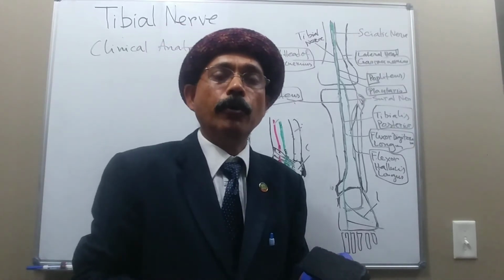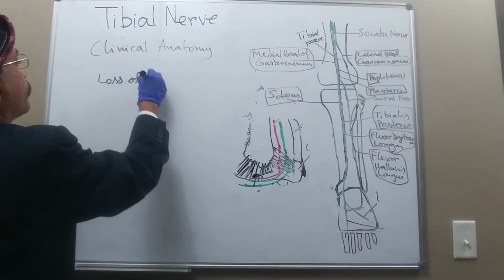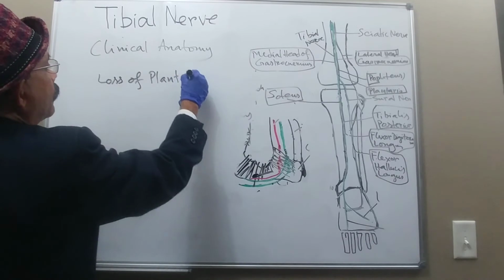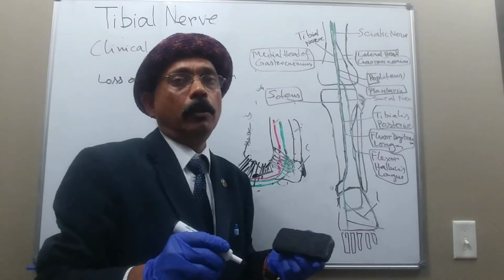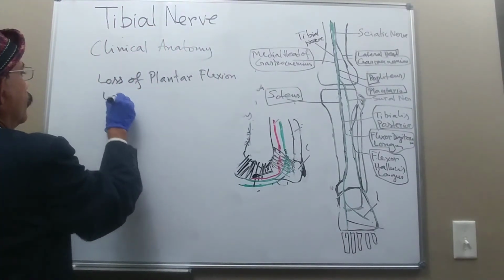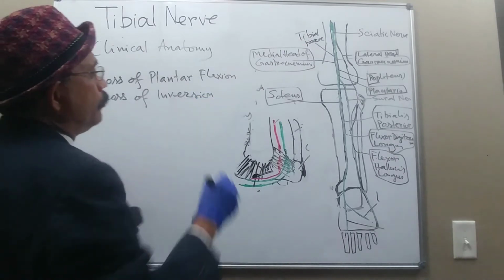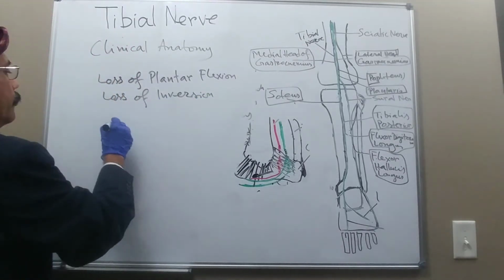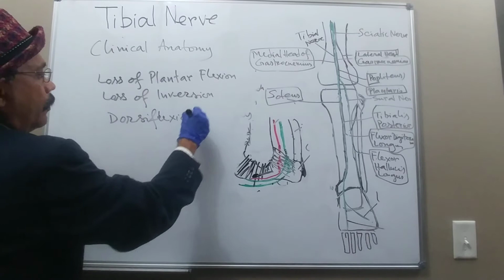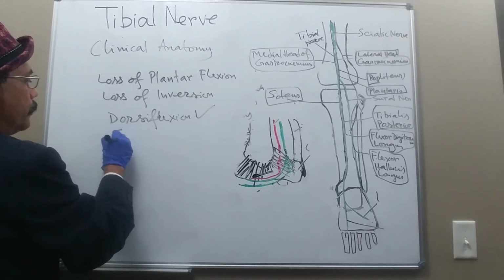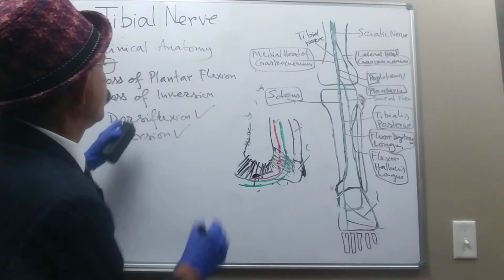Then there will be no plantar flexion. So loss of plantar flexion, okay, and there will be loss of inversion. So there will be dorsiflexion, okay, that will be intact. There will be eversion that will be intact, okay. So these are lost.